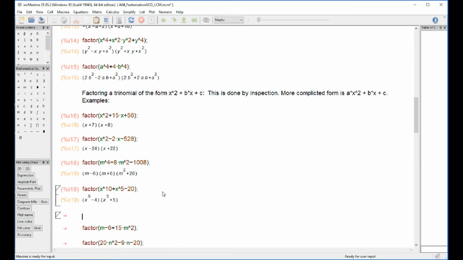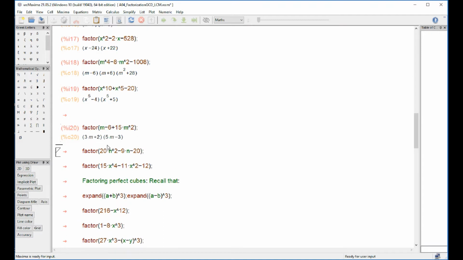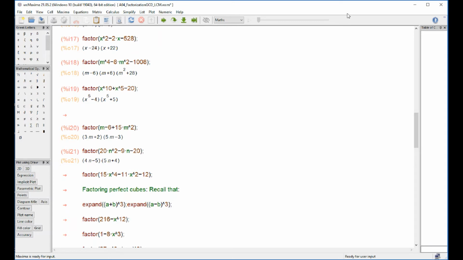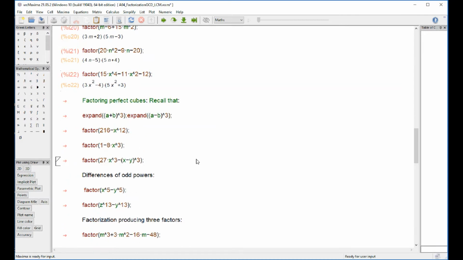Shift enter. Shift enter. Shift enter. There are all these examples of factorization that are easily done with the factor function in Maxima.